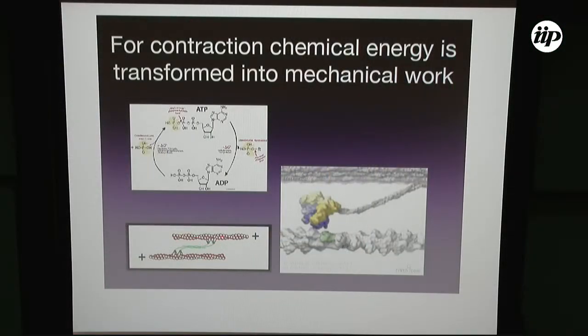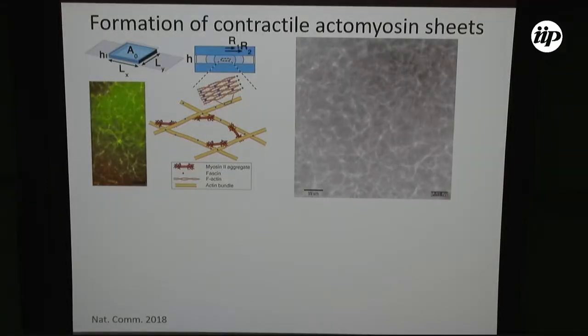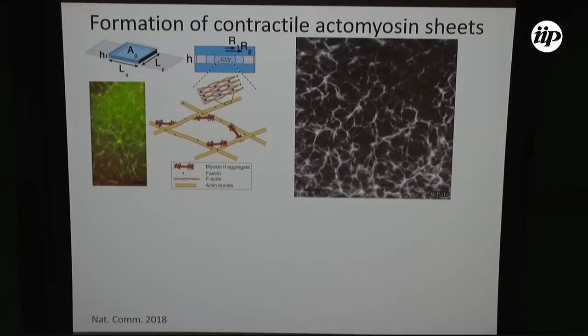And since these heads are moving in a given direction, in that case what we call the plus end, they can really generate relative motion between the two filaments and effectively generate contractile forces. Now, the point is that if you use big aggregates of motors and many, many filaments to generate a network, in that case, you generate really a contractile network.